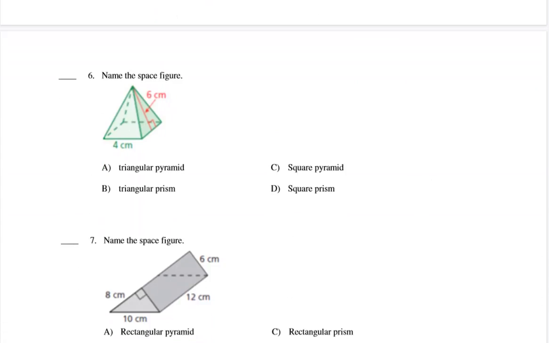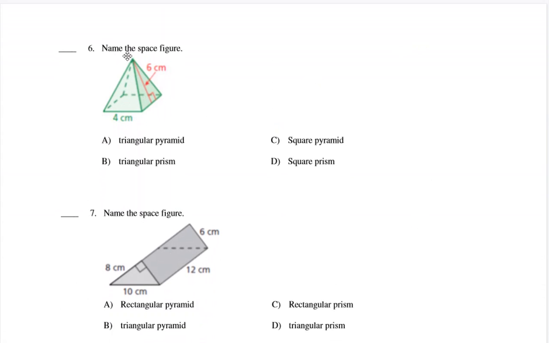Okay. This says name the space figure. This is not a space. I would call this a solid, but that's just me. It is named after its base, and its base here is right here. It's a square, okay? And it only has one vertex at the top, so that means it's a pyramid.